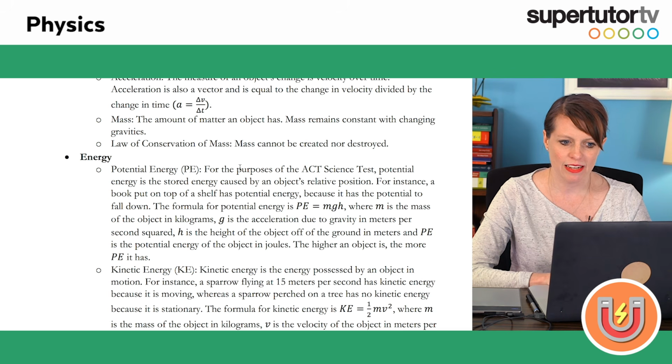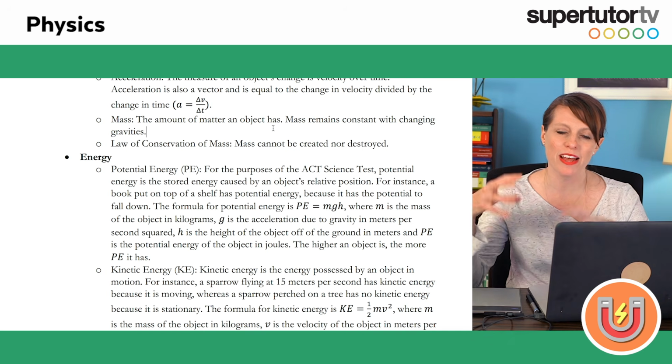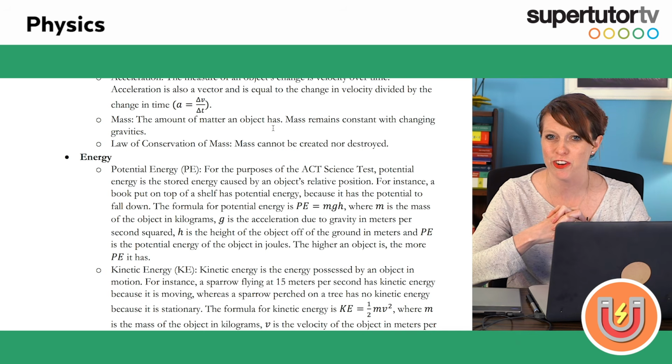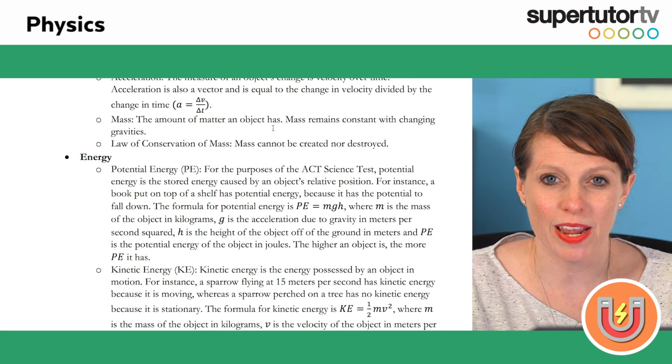Mass is the amount of matter an object has. Mass remains constant with changing gravities. So the mass on Earth is the same as the mass on the moon. This is really important to know. There's also this principle of the conservation of mass, which means that mass never disappears. We can never get rid of mass. Mass is always constant.